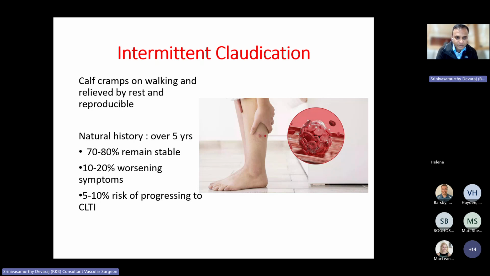So, as vascular surgeons, we mainly focus on treating patients in the last category, those patients who get critical limb ischemia, and also those patients who get lifestyle limiting claudication pain. So the 70 to 80% of claudicants that get referred to us do not require any treatment because they're likely to remain stable.